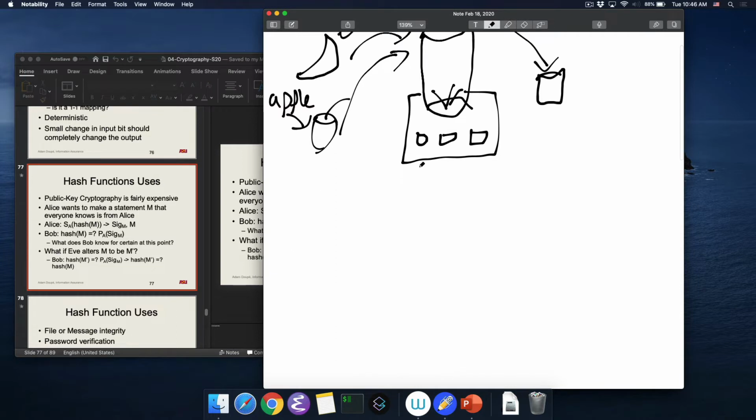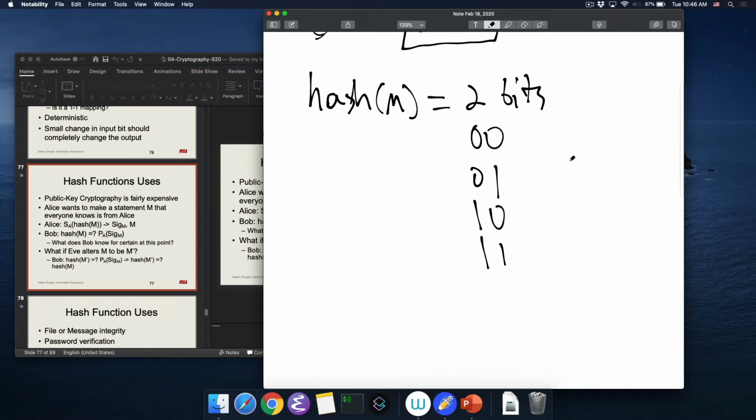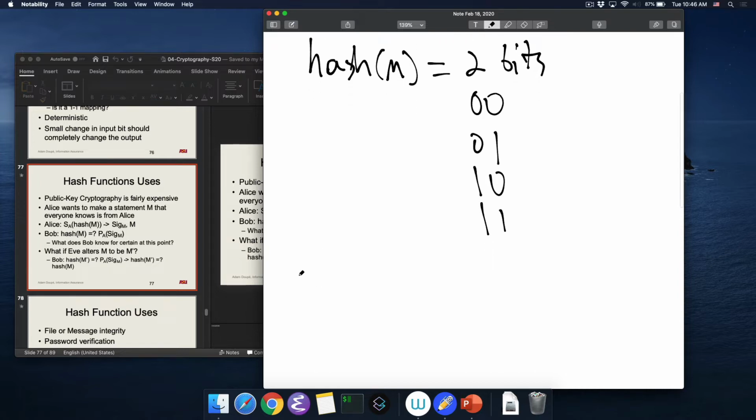Okay, so we have a case where now we have a hash, the hash of M. The output is 2 bits. So we know we can just enumerate them, right? We have 00, 01, 10, 11. So we have 4 possible outputs of any message that we put into this hash function. So we have Alice. Alice, the message is, we'll say I. So Alice is making statements about who owes her what.